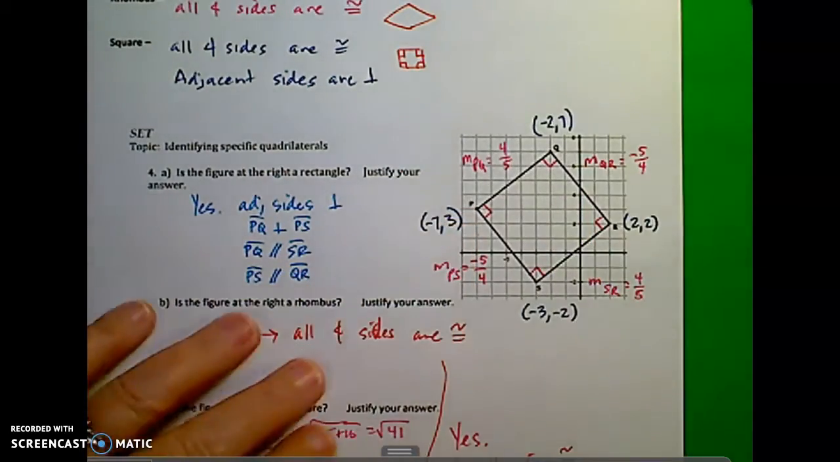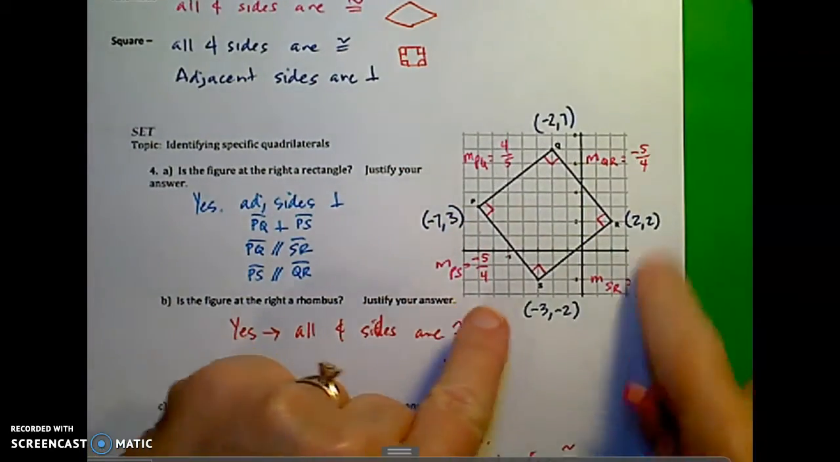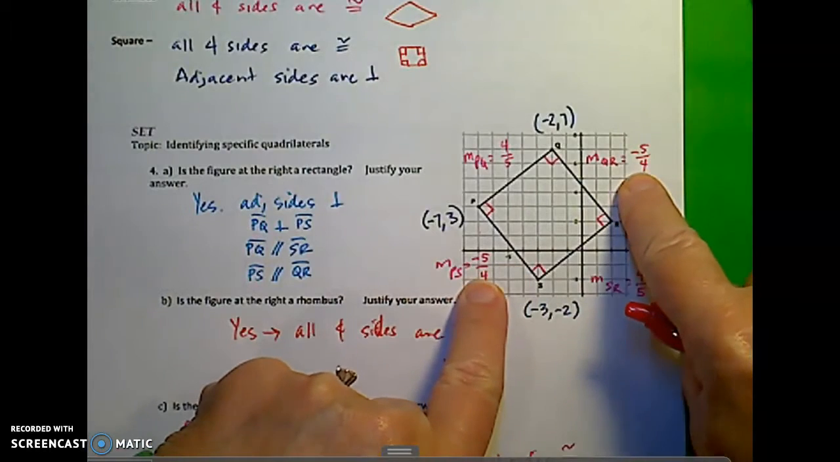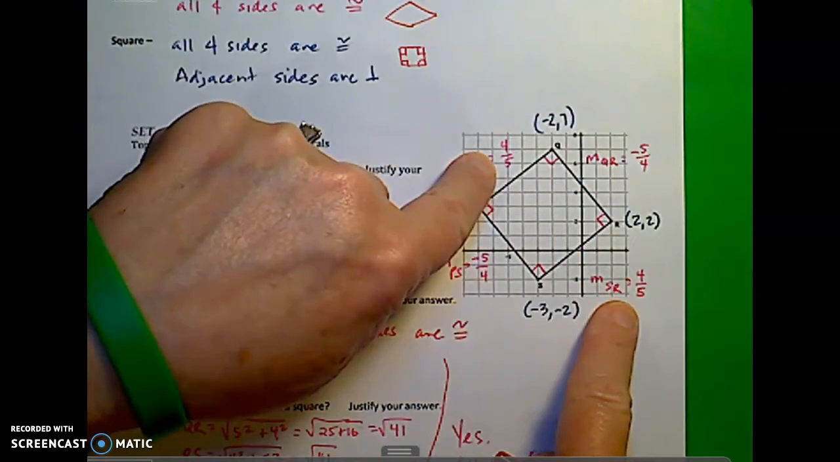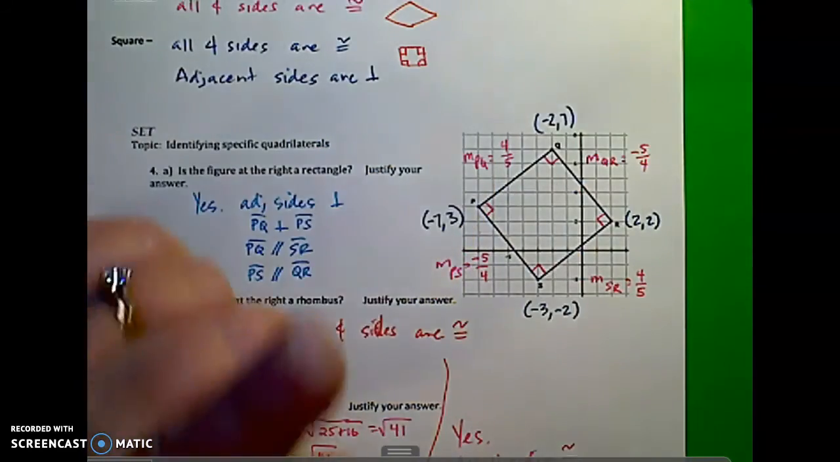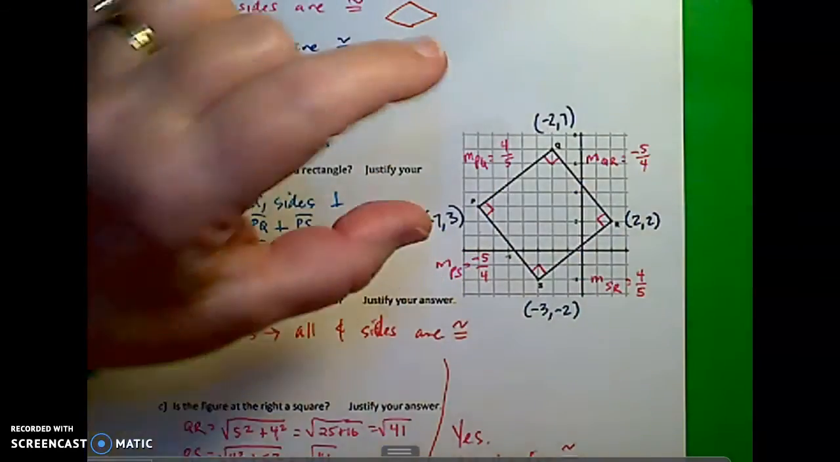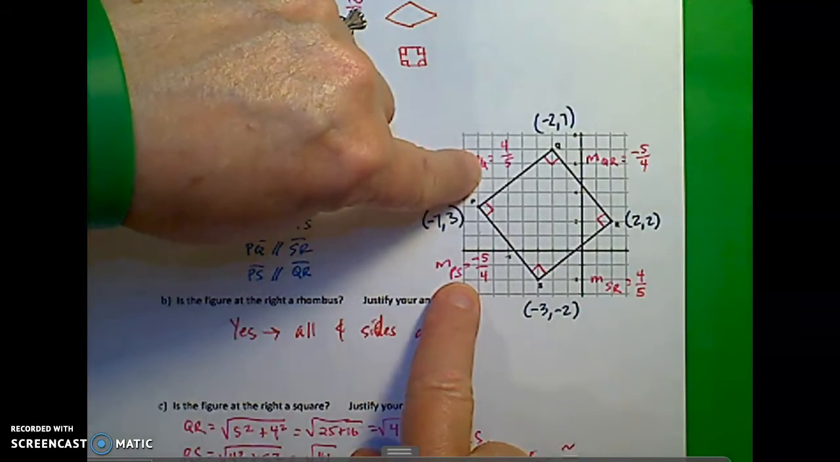Now, if we just look at the slopes real quick, take a look. Opposite sides have the same slope. They're parallel. Opposite sides here have the same slope. They're parallel. How about adjacent sides? The sides right next to each other. These two. Take a look.